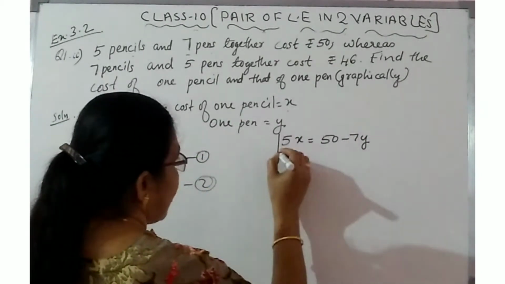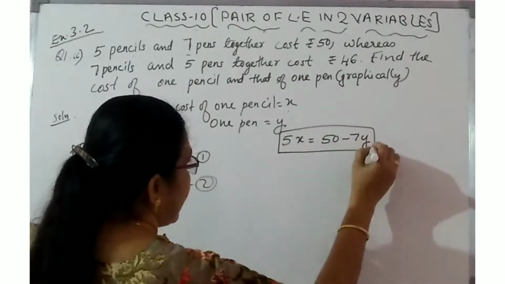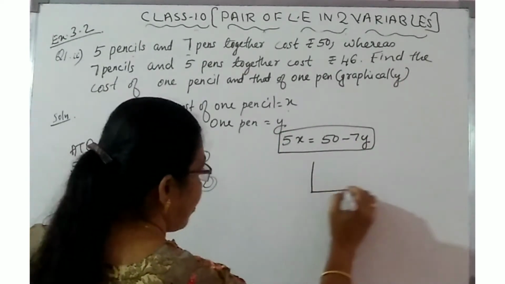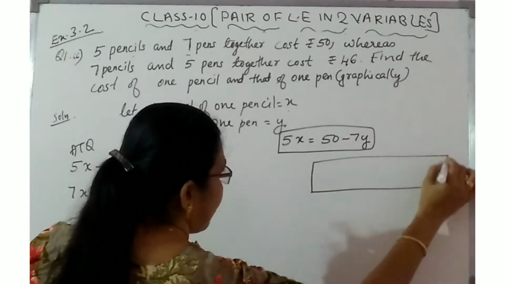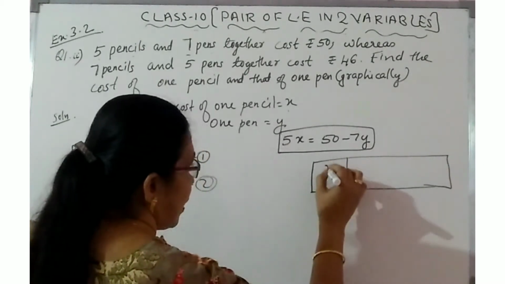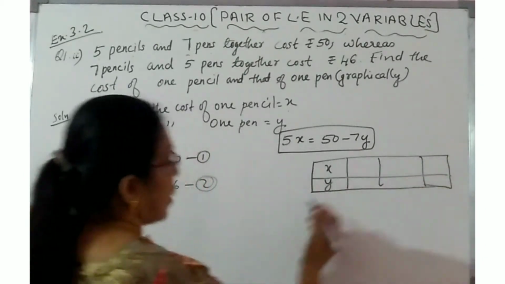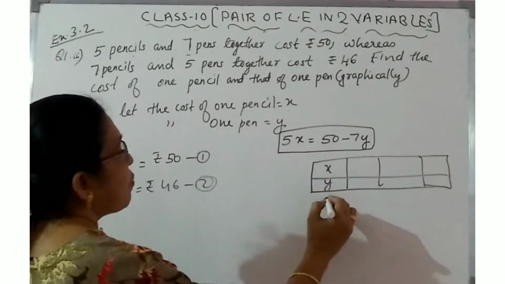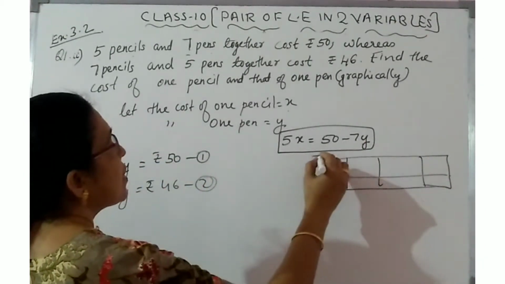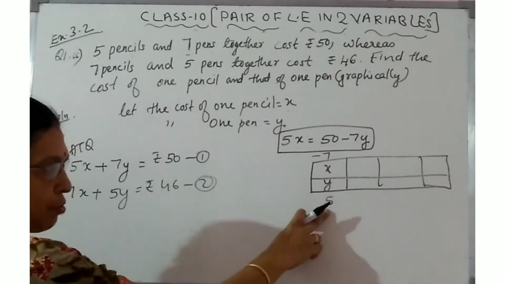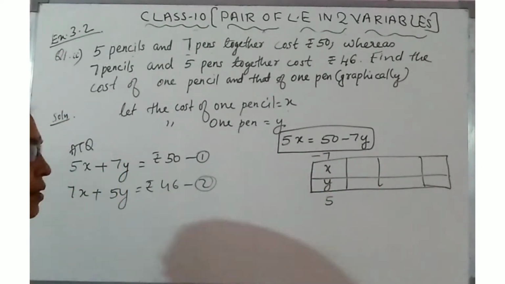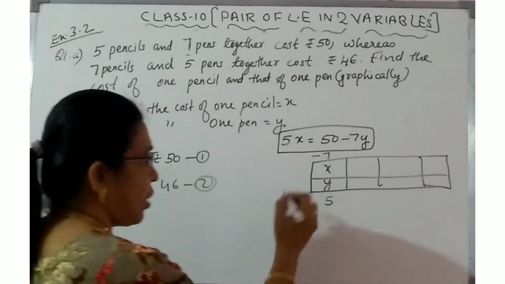So for this equation you have to make a box for finding out the solutions. X, y, you have to write 3 boxes. Now x coefficient is 5 and y coefficient is minus 7. Write the x coefficient below the y and the y coefficient above the x. Find out one solution from the equation.